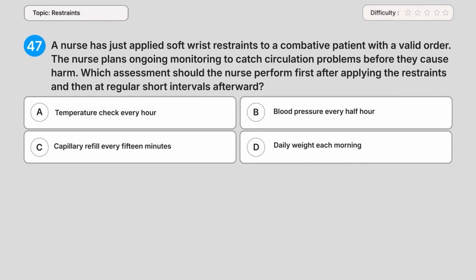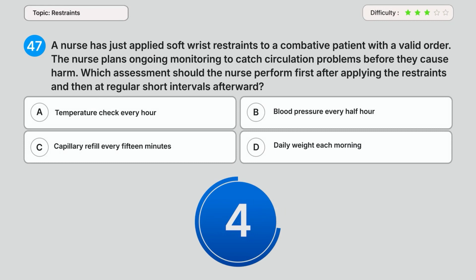Question 47. A nurse has just applied soft wrist restraints to a combative patient with a valid order. The nurse plans ongoing monitoring to catch circulation problems before they cause harm. Which assessment should the nurse perform first after applying the restraints, and then at regular short intervals afterward? A. Temperature check every hour. B. Blood pressure every half hour. C. Capillary refill every 15 minutes. D. Daily weight each morning. Can you guess the answer?